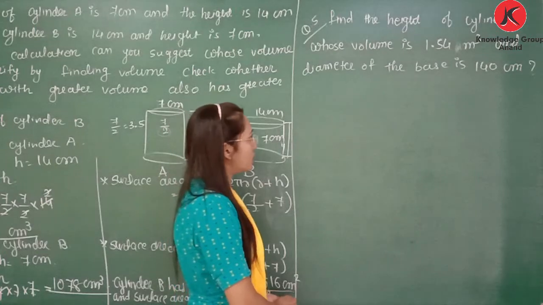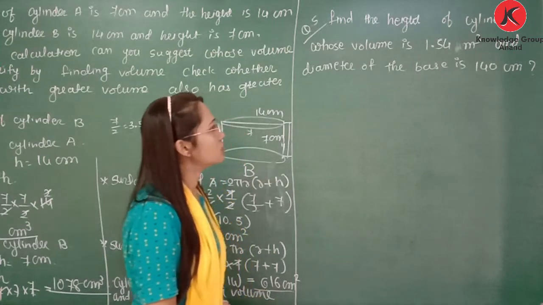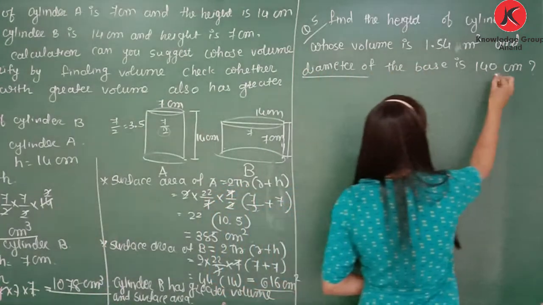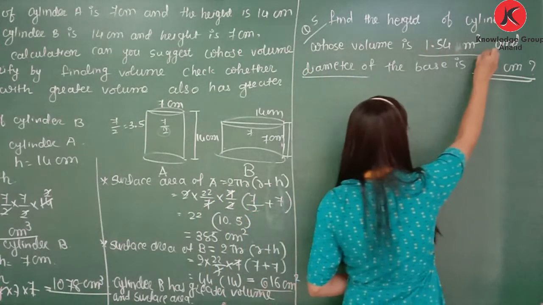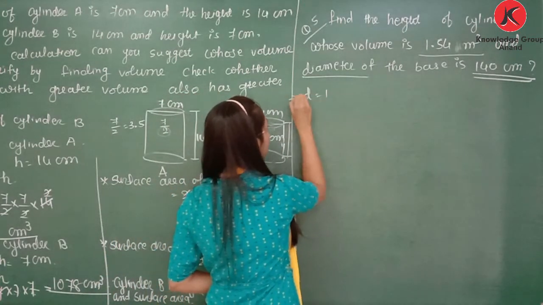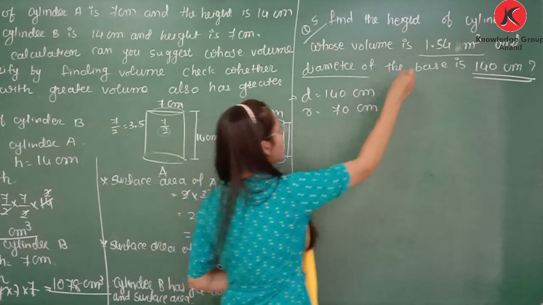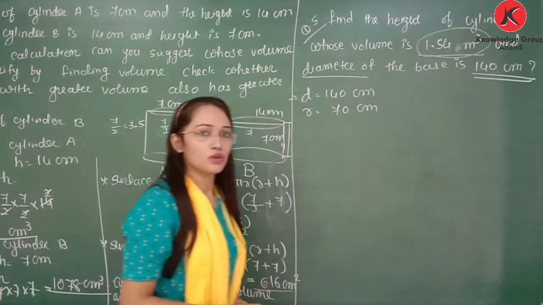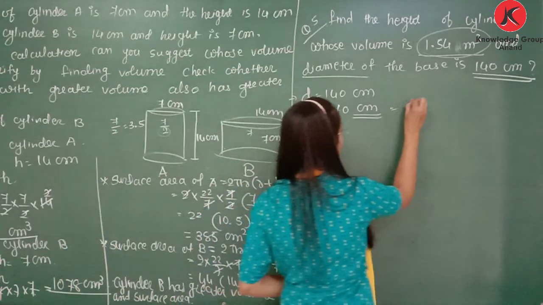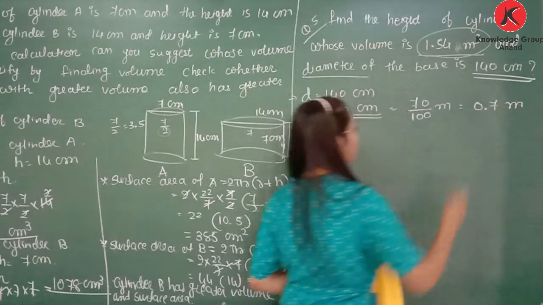Now question number 5. Find the height of a cylinder whose volume is 1.54 meter cube and diameter of base is 140 centimeter. The diameter of base is 140 centimeter and the volume is given in meter cube. So first of all the diameter is given, 140 centimeter. So what will be the radius? It is 70 centimeter. Now you can see the volume is given in meter cube and the radius is given in centimeter. So convert this into meter. So 70 by 100 meter. So it is 0.7 meter.